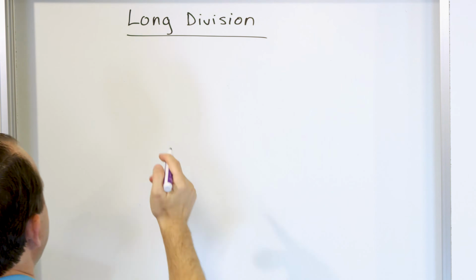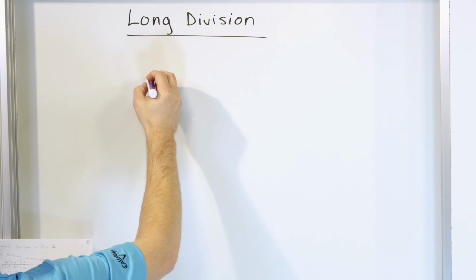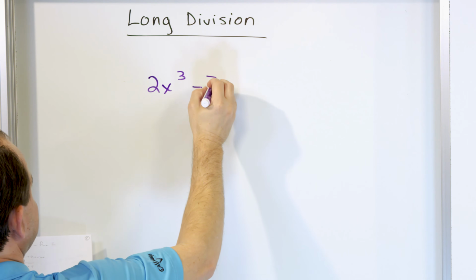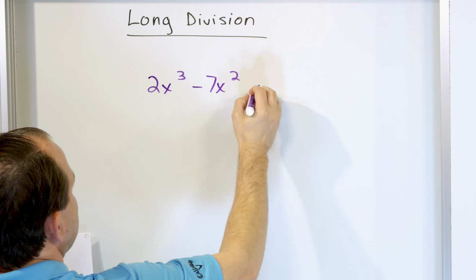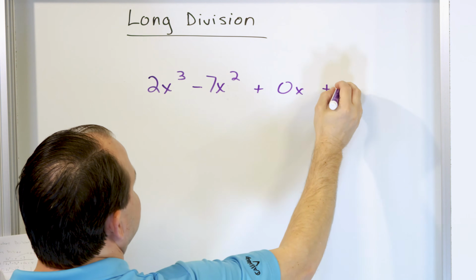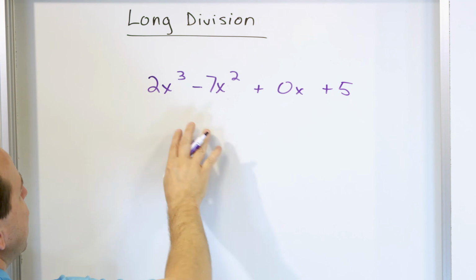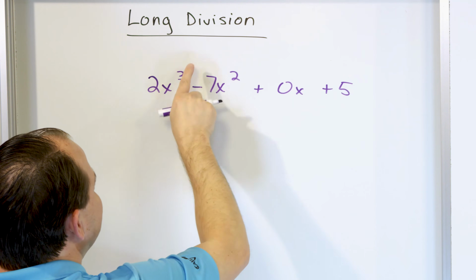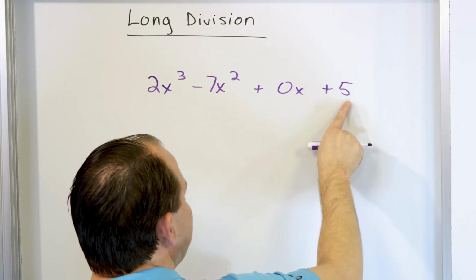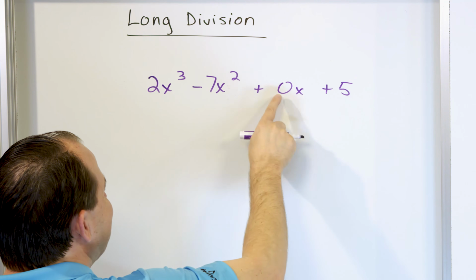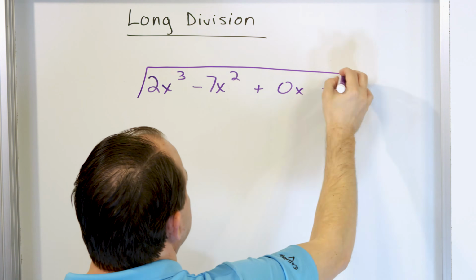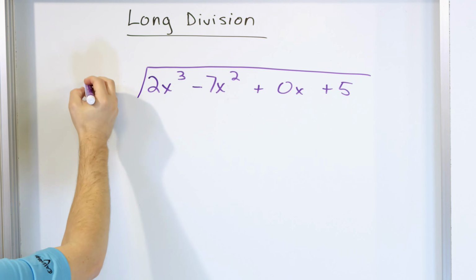So this one's not going to be hard. We're going to take the polynomial 2x cubed minus 7x squared plus 0x plus 5. Notice we have a 0x. So remember, when we do division, we have to pad any missing powers. We have an x cubed, x squared, x to the first, and then no x at all. We have to pad any missing variables there with a 0. And we're going to divide that by x minus 3.